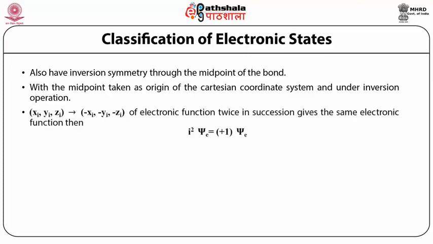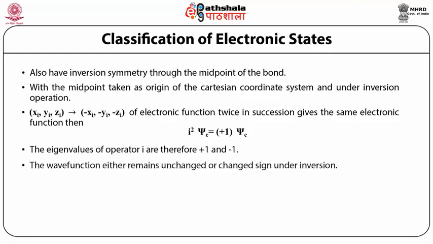...xi yi zi → minus xi, minus yi, minus zi. Operating on an electronic function twice in succession gives the same electronic function. Then we can write iota squared psi e is equal to plus 1 psi e. The eigenvalues of operator I are therefore plus 1 and minus 1. The wave function either remains unchanged or changes sign under inversion.